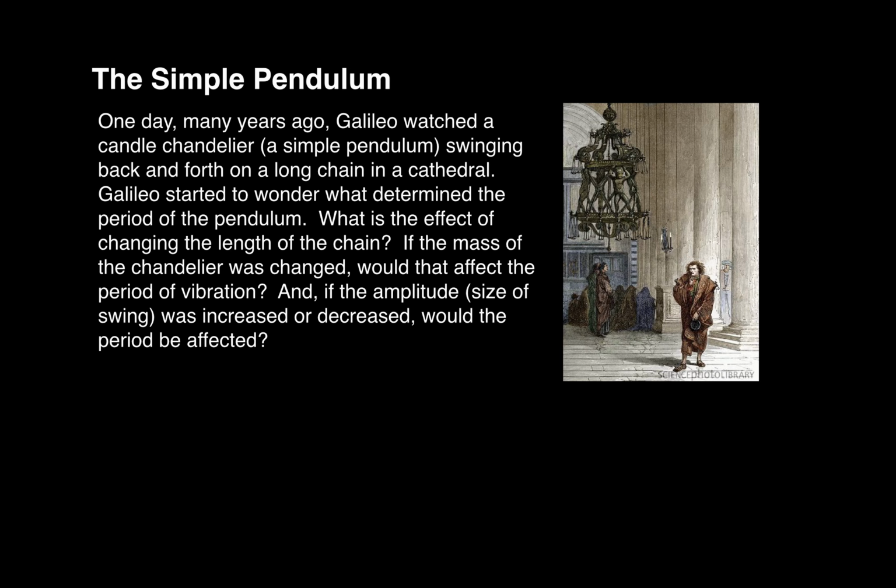What is the effect of changing the length of the chain? If the mass of the chandelier was changed, would that affect the period of vibration? And if the amplitude or size of the swing was increased or decreased, would the period be affected? Galileo is said to have done most of his measurements and experiments using his pulse as a stopwatch.